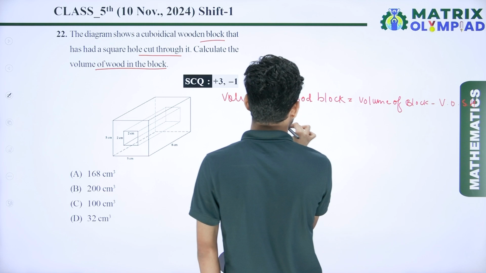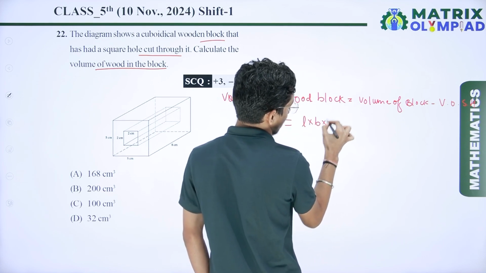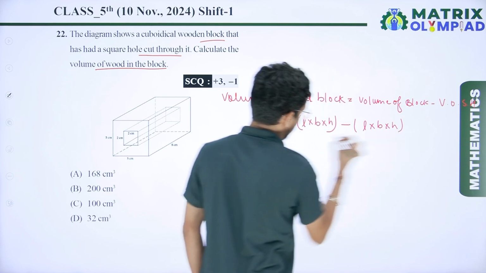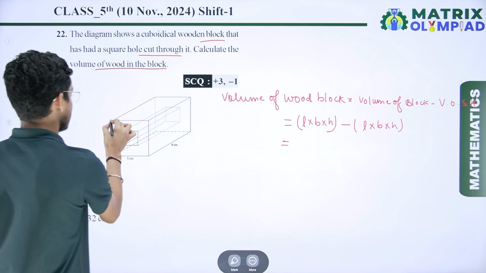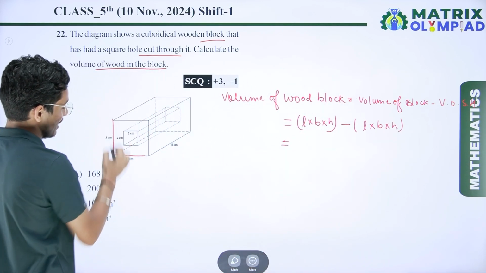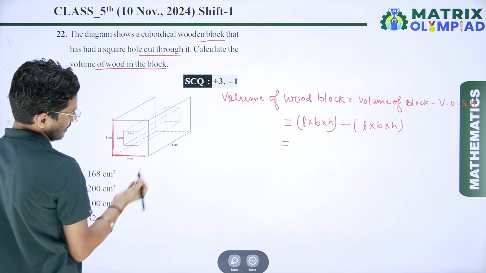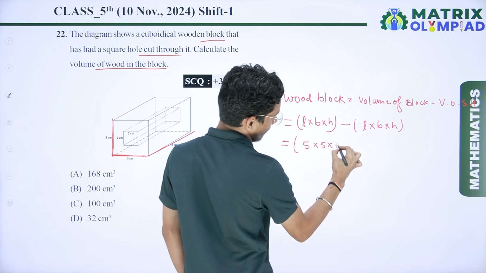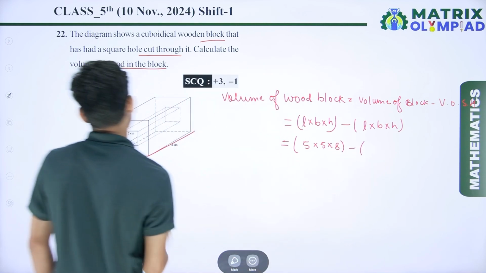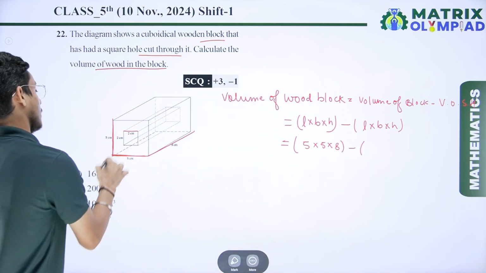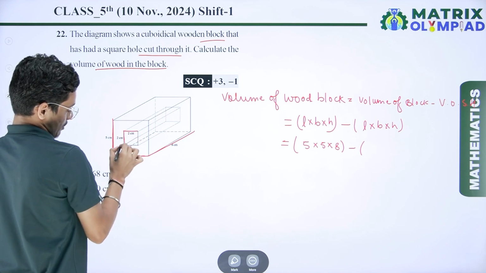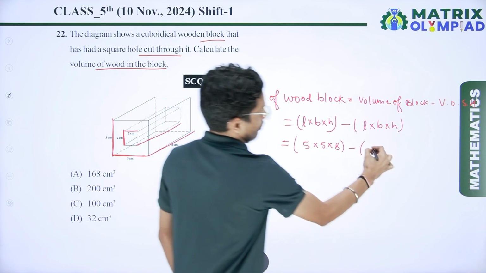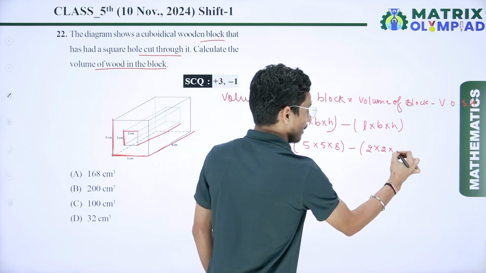So the volume of the block is length multiplied by breadth multiplied by height, minus length multiplied by breadth multiplied by height of the hole. Here we are given height 5, breadth 5, and length 8. So I can write 5 multiplied by 5 multiplied by 8 minus, for the hole, breadth 2, height 2, and length 8. So 2 multiplied by 2 multiplied by 8.